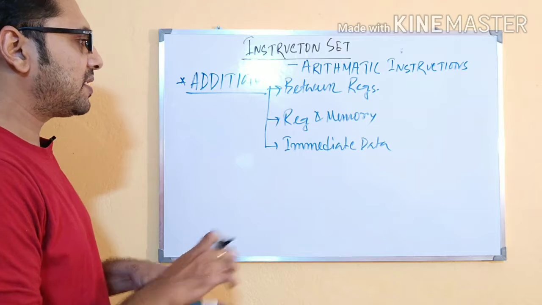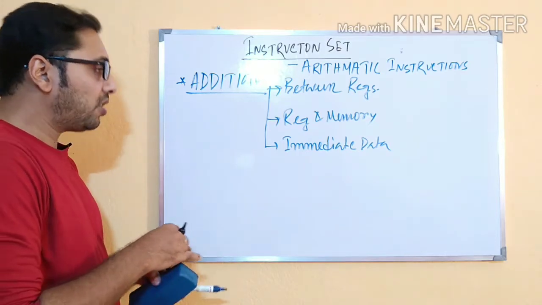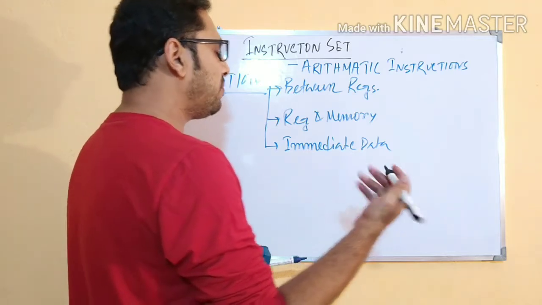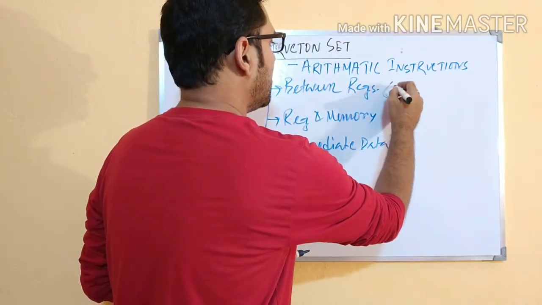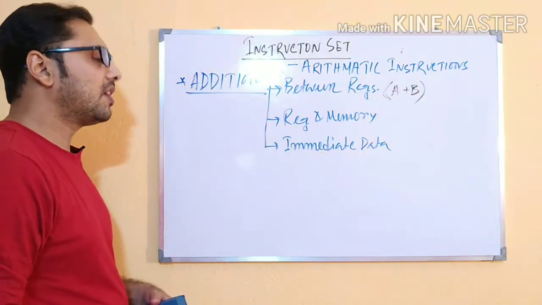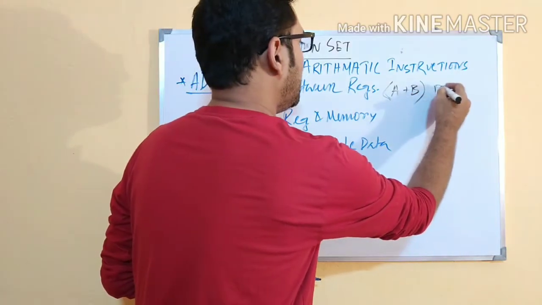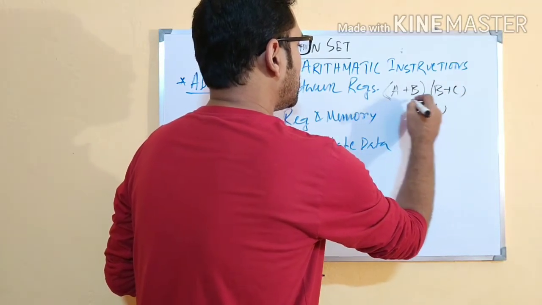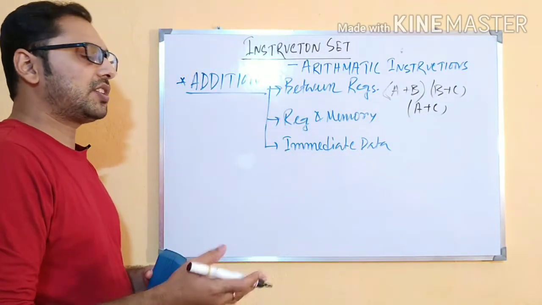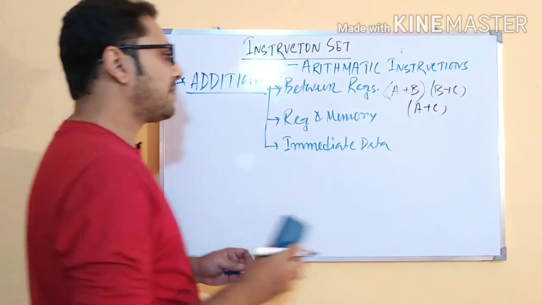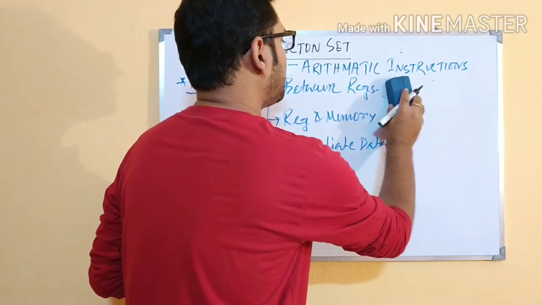Now try to understand what is the meaning of this one. Between registers means here we are considering all those instructions which can perform addition between 2 registers. For example, I can perform this one, A plus B, that is the addition between 2 registers A plus B, or I can perform this one, maybe B plus C, maybe A plus C. So all of these are example of addition of 2 registers, mean addition of the content of 2 registers. So how to perform this one?